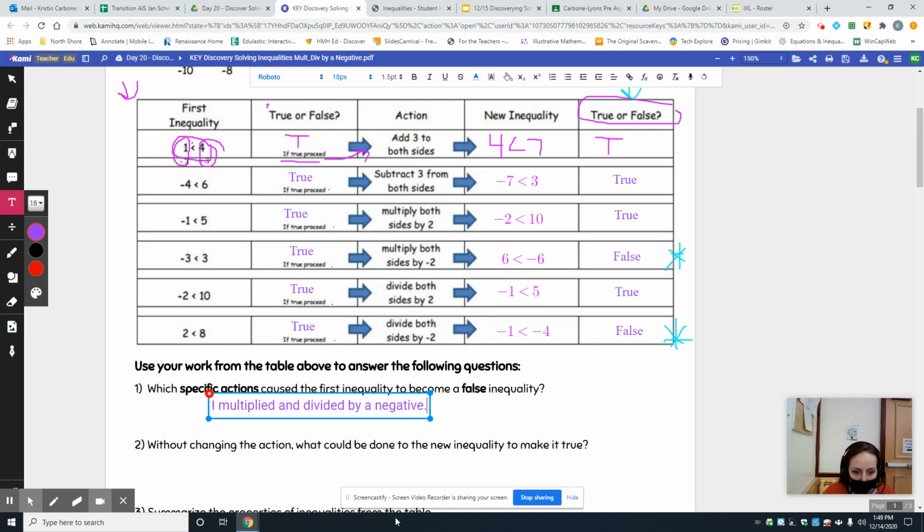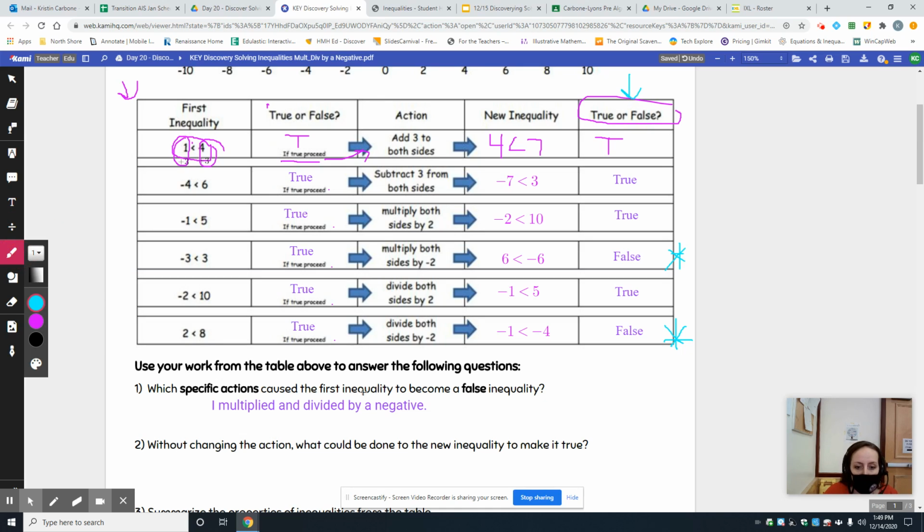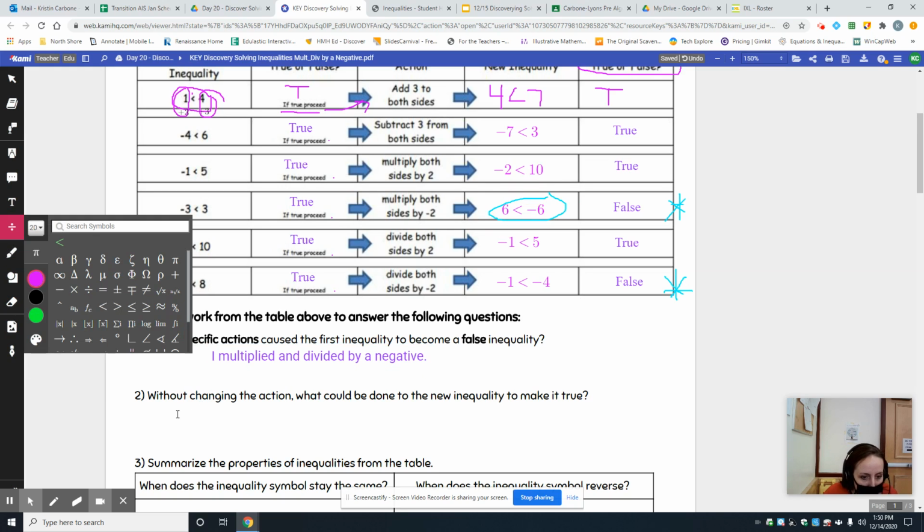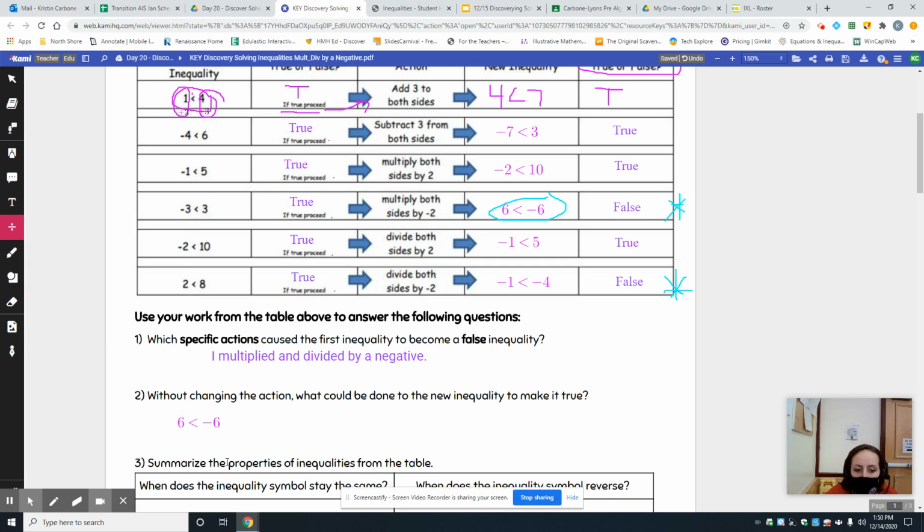Now that we've identified that we multiplied and divided by a negative, keeping that action the same, what could we do to make our new inequality true? First we'll take a look here at 6 is less than negative 6. Think to yourselves, what could we do here? What could we do to make this inequality true?